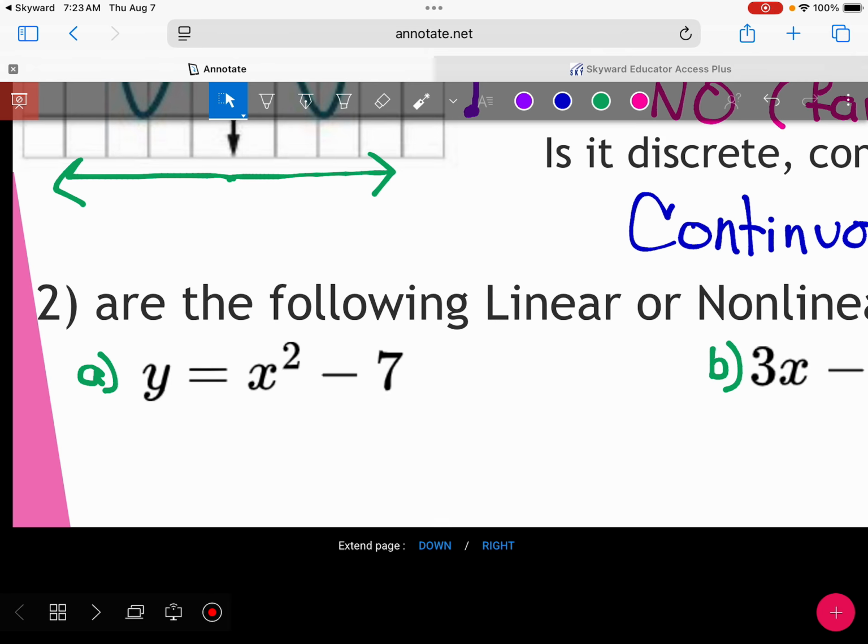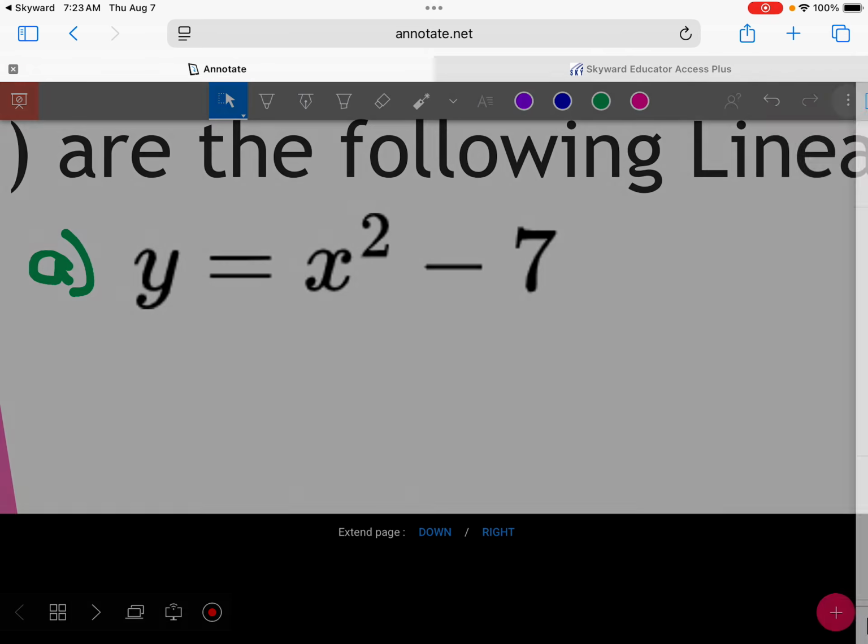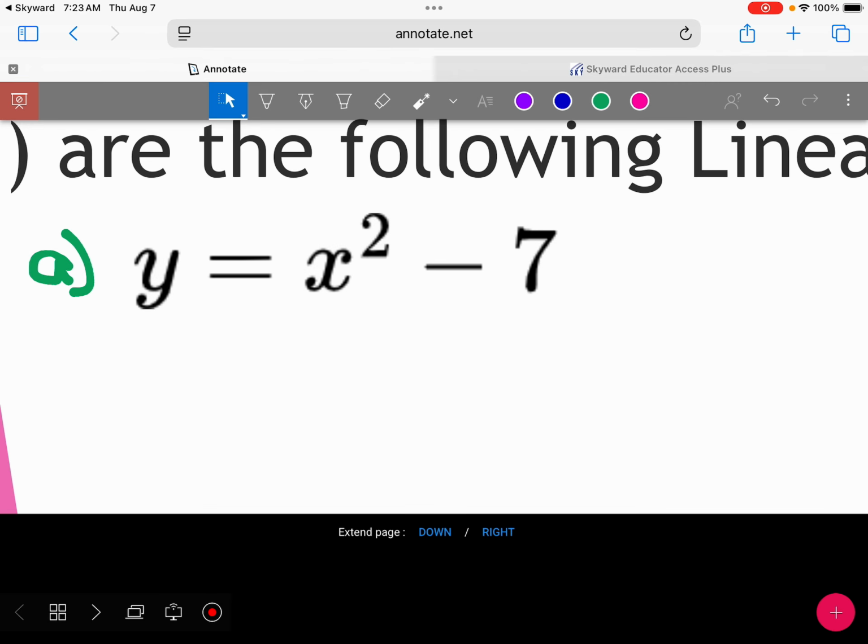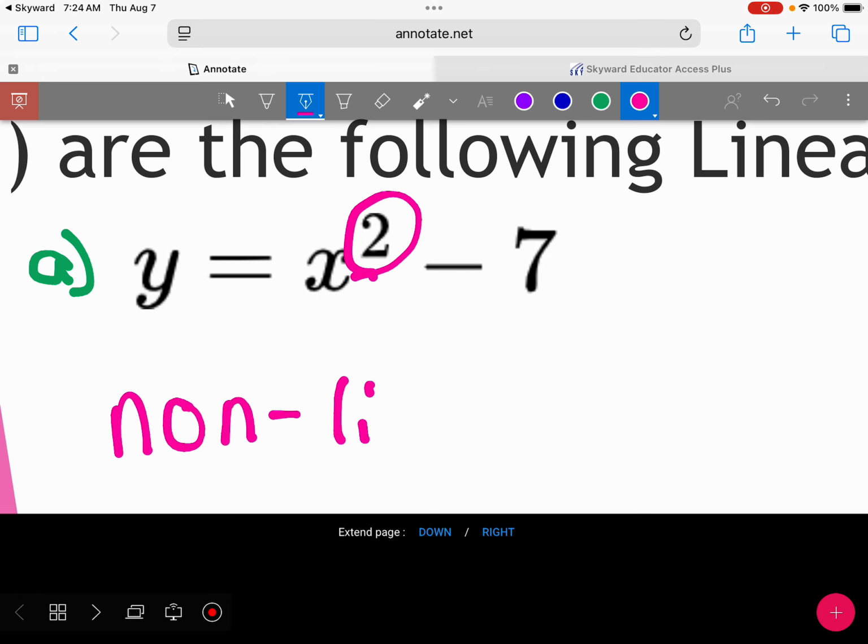So for A down here, and I know it's very small and very low. I'm going to change the view real quick. What do we think? Is this linear or not linear? Nonlinear. How do we know it's not linear? It's a power of 2. So this is nonlinear. If we have a power of anything other than 1, it is not linear. If we have any weirdo crazy things happening to our x, like square roots of x, it is not linear.